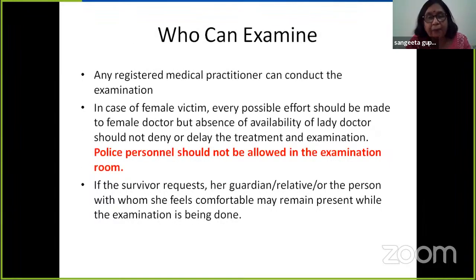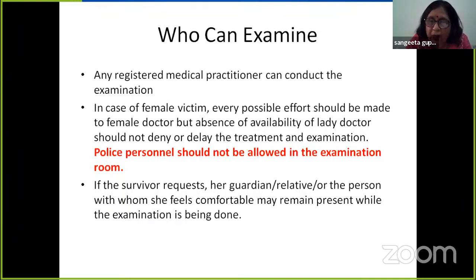Now, who can examine? Any registered medical practitioner can conduct the examination. In case of a female victim, every possible effort should be made to have the examination done by a female doctor, but the absence of a lady doctor should not deny or delay the treatment and examination. Police personnel should not be allowed in the examination room.